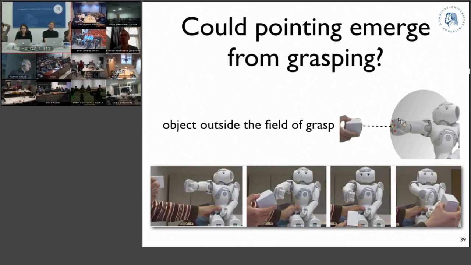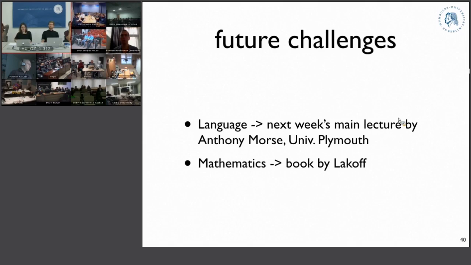Then some future challenges of developmental robotics, just to name but a few, is of course language. So how can language emerge during development? We will have a next week's main lecture by Anthony Morse from the University of Plymouth on that topic. And another even more high-level thing is mathematics, and there's a very nice book by Lakoff I can recommend, and I think you can easily find the reference, and it's also written in Rob's book, How the Body Shapes the Way We Think.